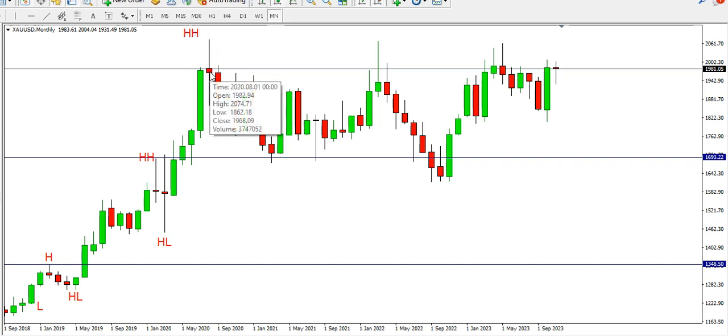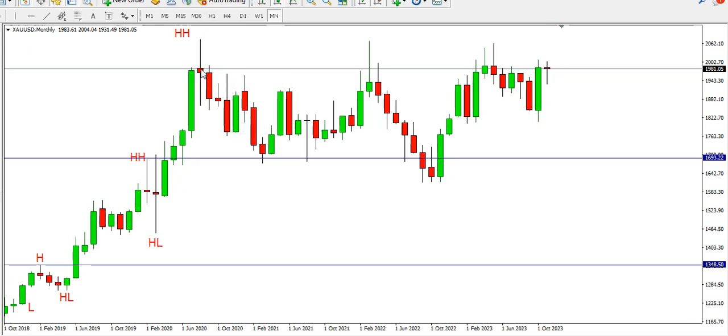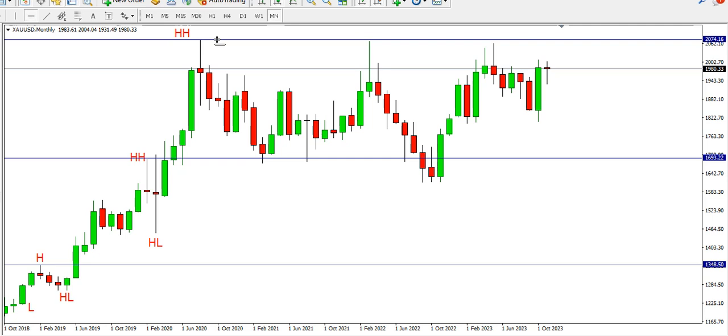This higher high was formed on 1st of August 2020, about 3 years ago, and this particular structure high is yet to be broken. Price attempted to break it here on the 1st of March 2022, but price didn't get up to that structural level. Price also attempted to break the structure around the 1st of May 2023, but didn't get up to that point.